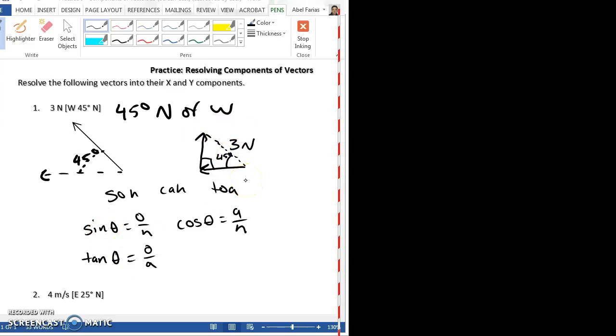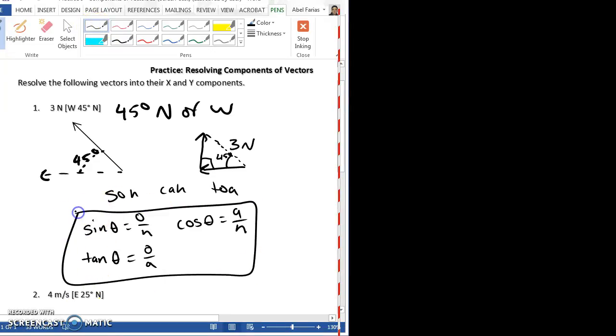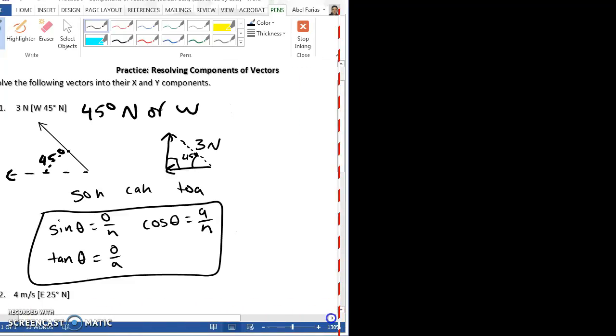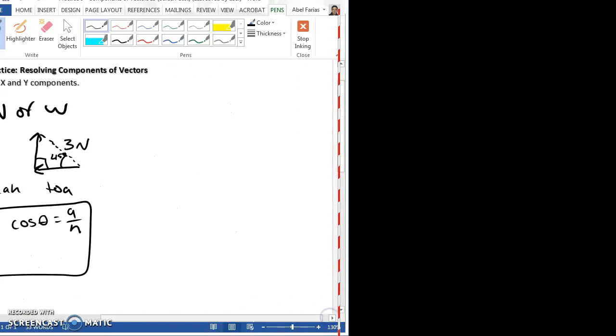So all you have to do is essentially set this up using those references. So these here are just the SOHCAHTOA equations. When we are doing the angle, that is a little different. I'm just going to move to the side.